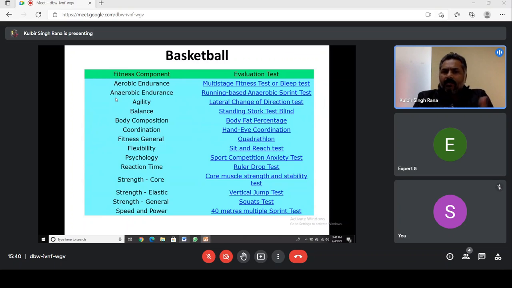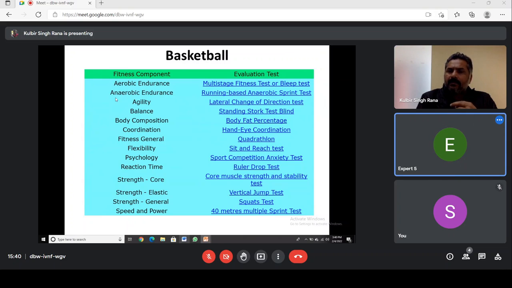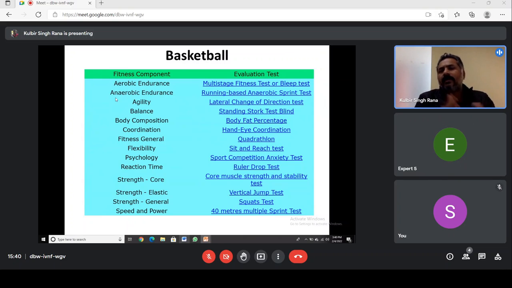If you do an aerobic endurance test, there is the multi-stage fitness test, or beep test, or a kind of yo-yo test. Have you heard of yo-yo? No, sir. Oh, okay. So we'll discuss it later. Okay. So these are the tests, and these are the parameters required for basketball players, right?